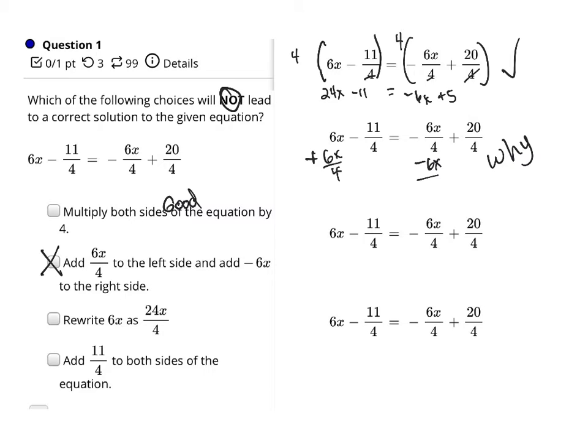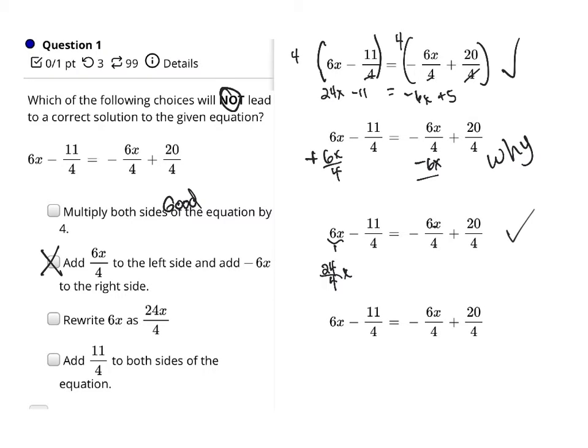But let's make sure, maybe there's two that do not work. So rewrite 6x as 24x over 4. So they're going to rewrite this 6x as a fraction with a denominator of 4. So 1 will go into 4, 4 times 6 is 24x. That would work because you're changing that so that you can combine it with this over here. So that would be okay.